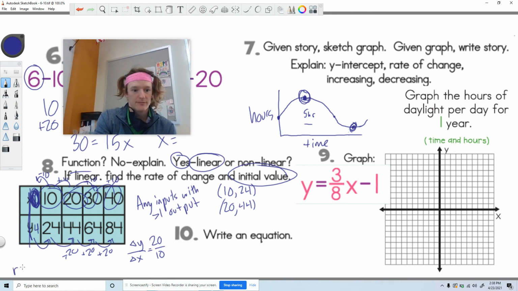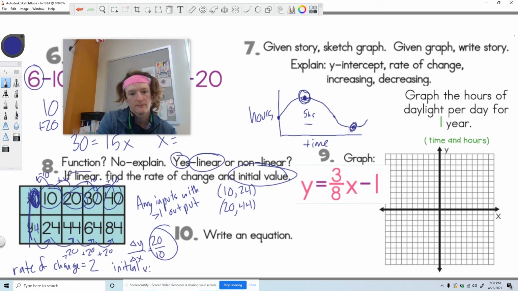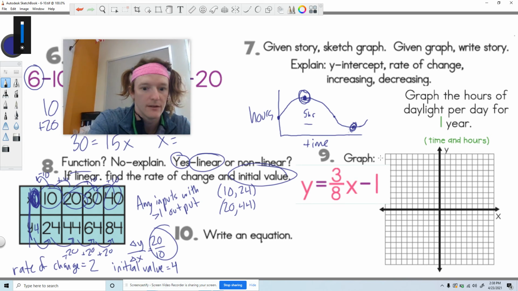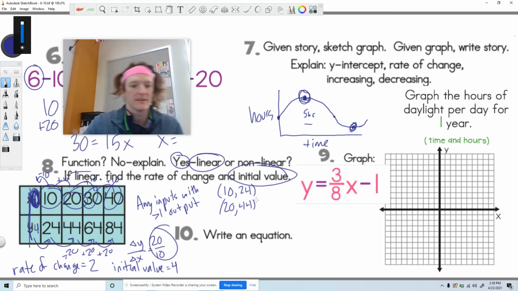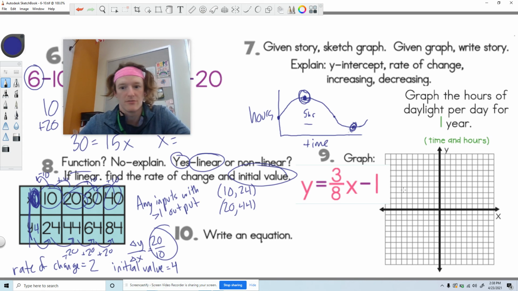So our rate of change is 20 over 10, in other words, 2. And our initial value, where it starts at 0, is 4. That was kind of a lot, I know. It's been a long time since we've done that, so I don't mind helping you out there. The y change over the x change, and we have initial value is where x is 0.